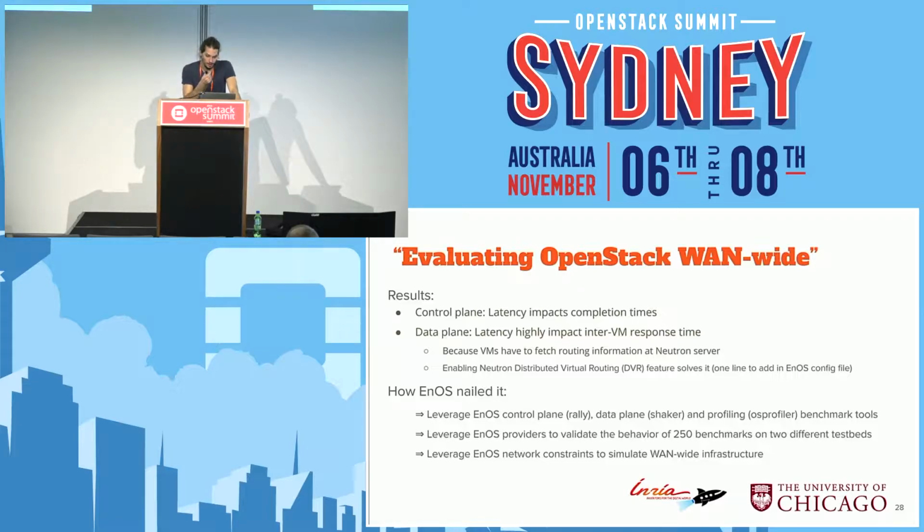So thanks to EnOS, we had the support for different benchmarking tools, so Rally, Shaker, and OSProfiler, to analyze this experimentation. We were able to reproduce the same experimentation on two testbeds, so Grid5K, which required a special provider, and Chameleon, which required the OpenStack provider of EnOS. Furthermore, we leveraged here the fact that EnOS supports traffic shaping in order to simulate this WAN-wide infrastructure.